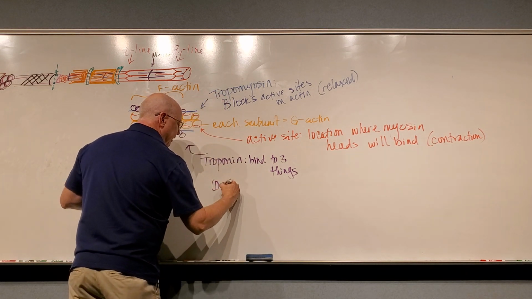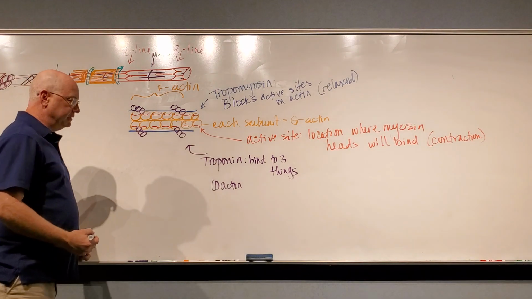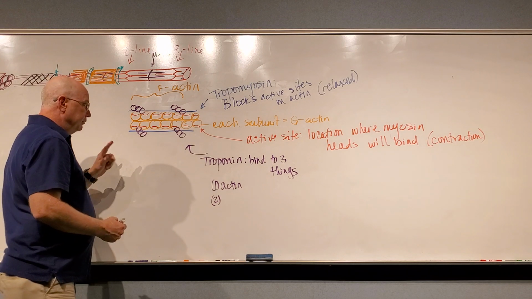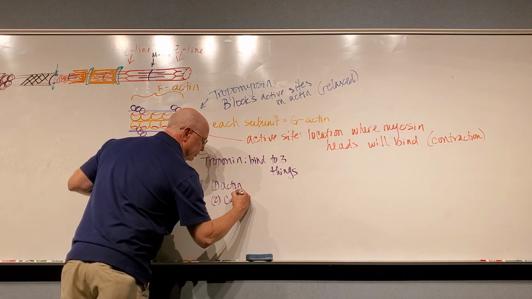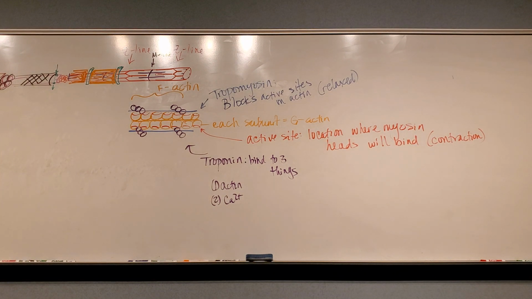Number 1, it can bind to actin. It holds the tropomyosin bound to the actin. It almost never wants to let go of the actin ever. Number 2, it can bind to calcium ions. Ca2+, as you should know, is the abbreviation for calcium ions.